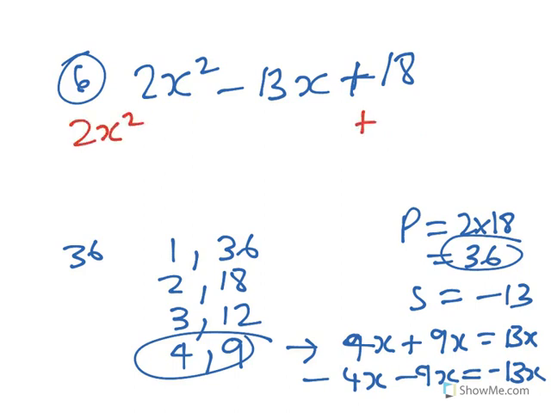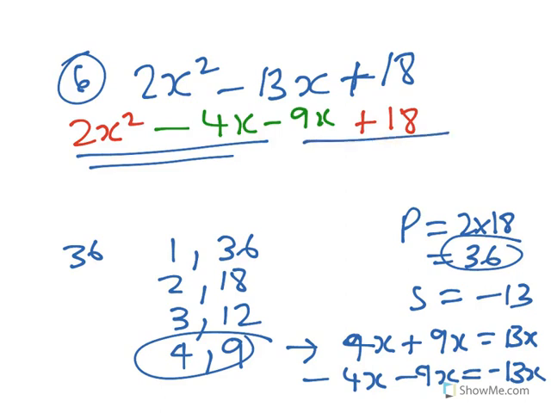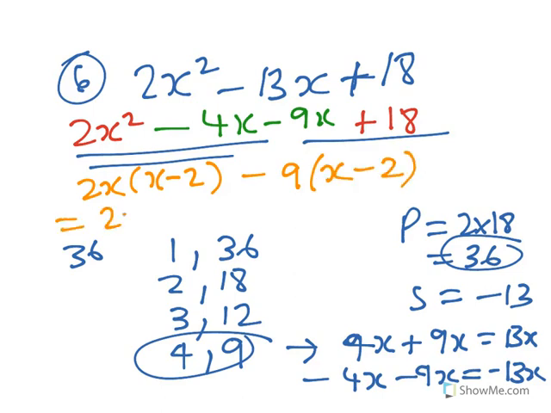So you've got 2x squared plus 18. Let's put the middle in there, minus 4x minus 9x. Put it into two groups and factorise each separately. So that's 2x, x minus 2, minus 9, and change the sign, x minus 2. 2x minus 9 and x minus 2 are your factors. Okay, so I think this method might really work for you because it combines two. Hopefully that makes sense.